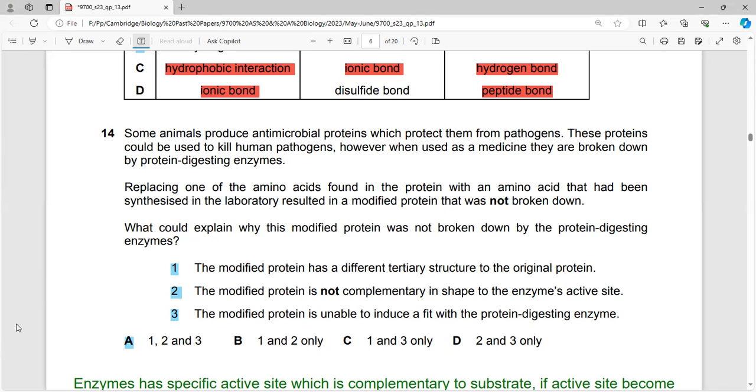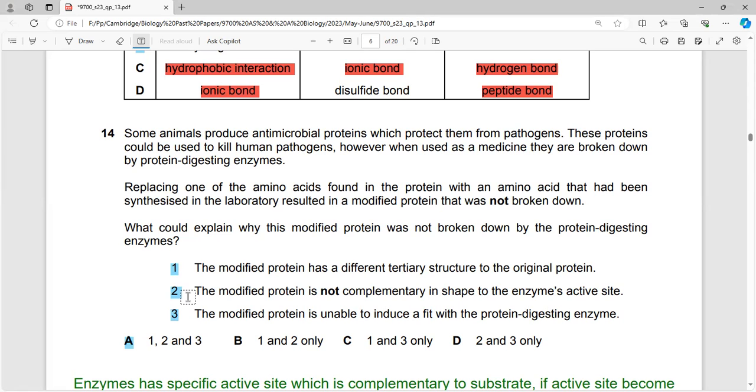So we're going to see, according to this given information, which option is correct. Statement number 1: the modified protein has a different tertiary structure to the original protein. That's saying the new modified protein has a different structure, so it is no longer complementary to the enzyme active site. So statement number 2 is also correct. Statement number 3: the modified protein is unable to induce fit with the protein digesting enzyme. So it cannot fit into the active site of a protein digesting enzyme. So these 3 options are correct.